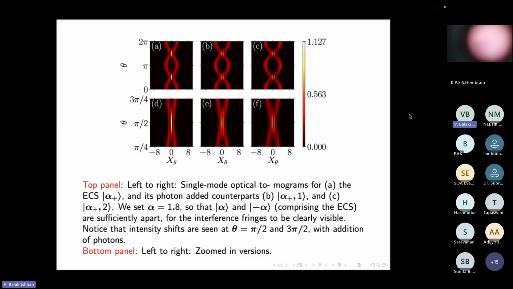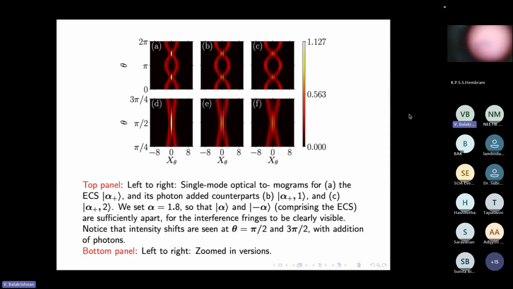If you move to E, that is the zoomed in version of B, which is the one photon added coherent state. The central part is dark and flanked by two bright vertical lines. And C is the two photon added coherent states tomogram. Its zoomed in version again has the central part which is bright and flanked by alternate bright and darks.